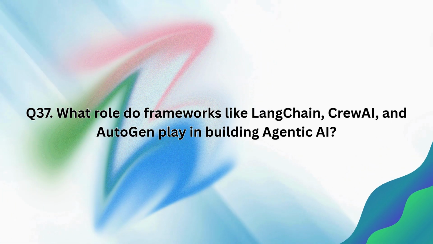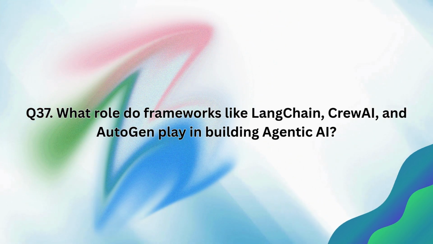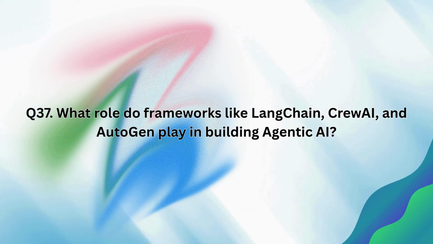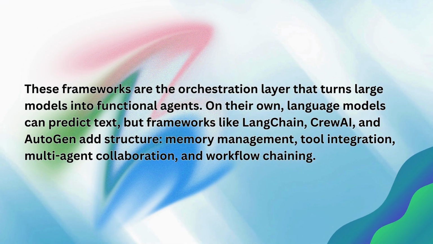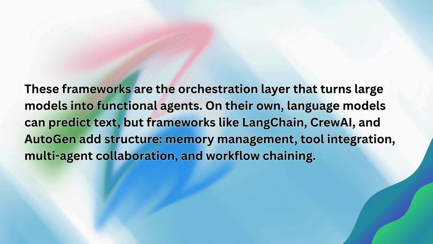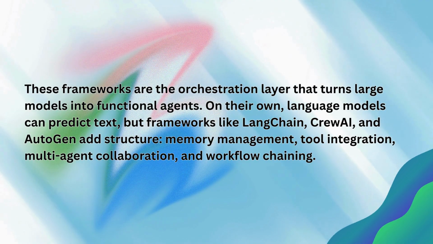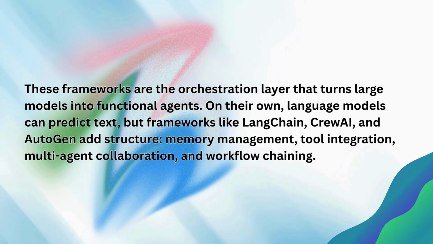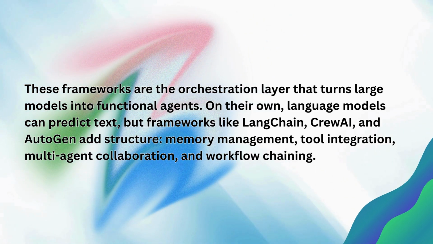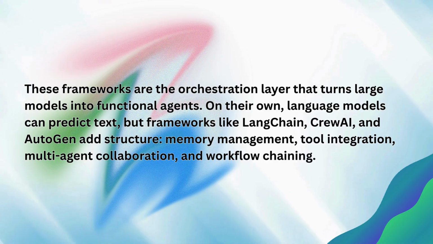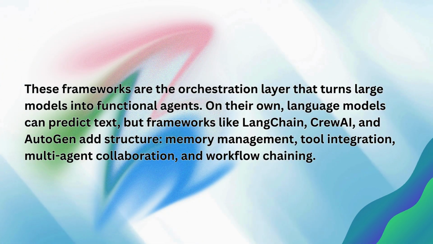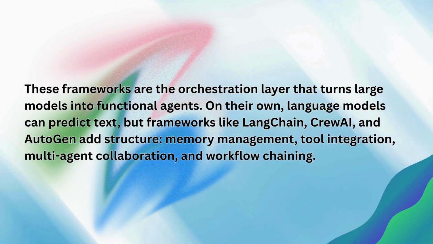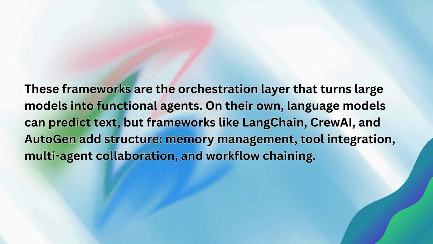What role do frameworks like LangChain, Crew AI, and AutoGen play in building agentic AI? These frameworks are the orchestration layer that turns large models into functional agents. On their own, language models can predict text, but frameworks like LangChain, Crew AI, and AutoGen add structure: memory management, tool integration, multi-agent collaboration, and workflow chaining.